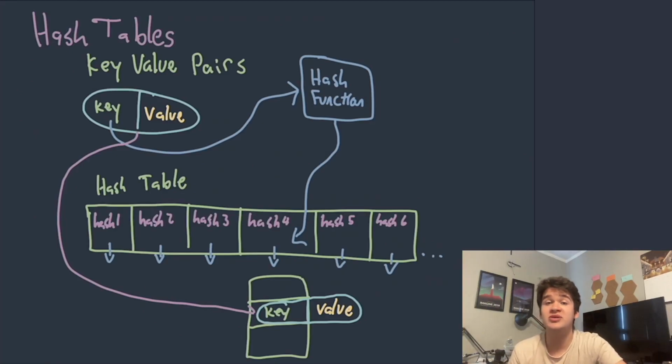This results in our lookups taking place in O(1) time, which is exactly what we want, and it's what makes hash tables such a powerful tool.